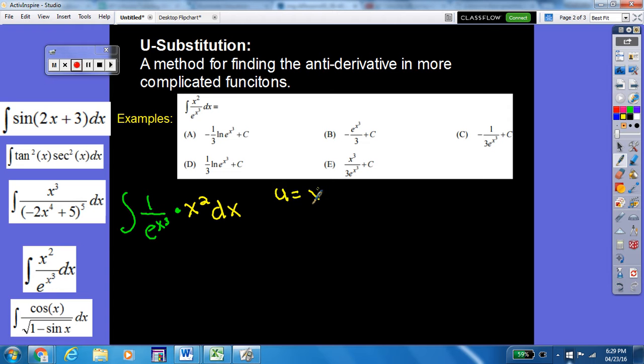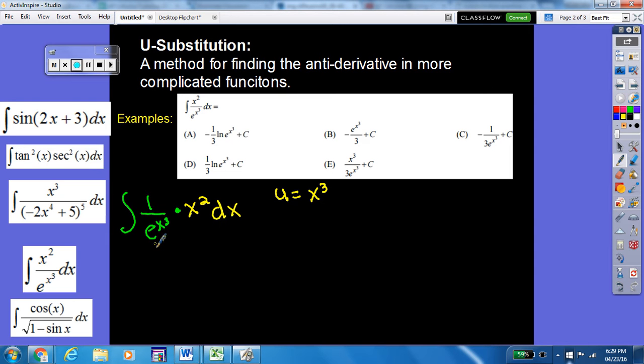And the reason I'm going to pick x cubed and not the whole entire e to the x cubed is because if I pick x cubed, its derivative is 3x squared, and again, don't worry about the coefficient, but the derivative x squared shows up right here. So that's a really good sign.